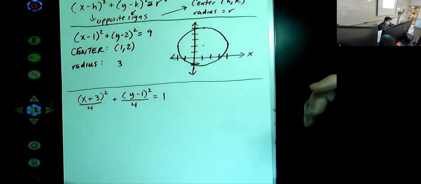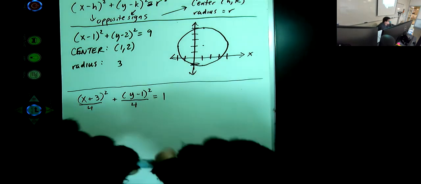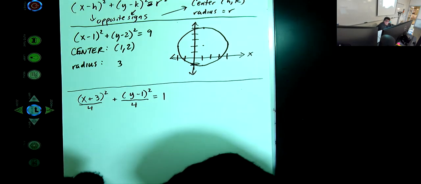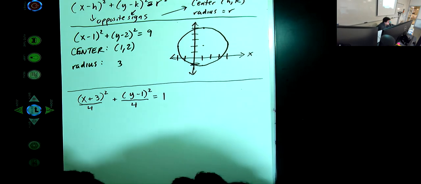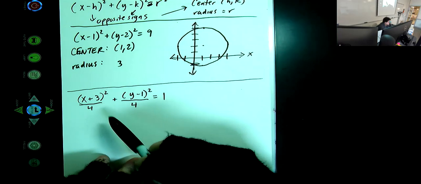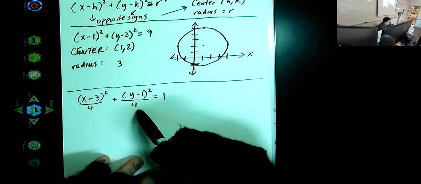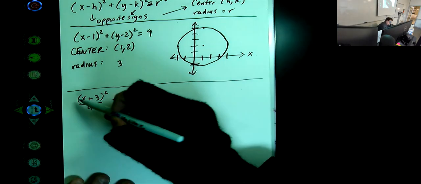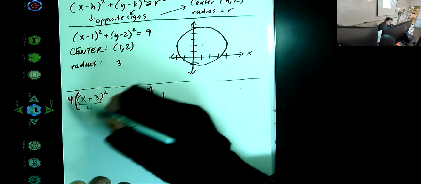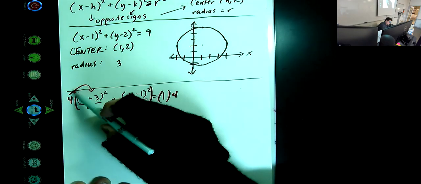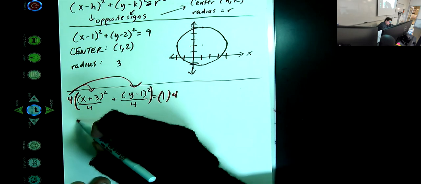All right, so how do you guys feel about this equation right now? Confused? Why? Not sure. I don't know. That 4 is messing this up, isn't it? Why don't we get rid of fractions? See what happens if I multiply both sides by that 4, and then distribute it to each one here. It's going to cancel out that denominator and give us this.